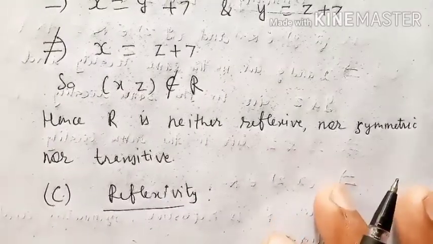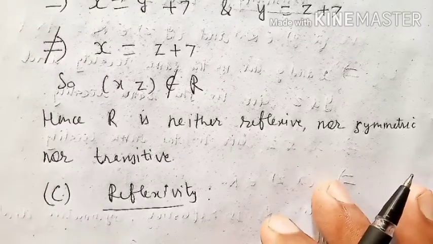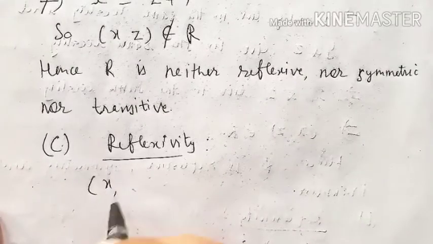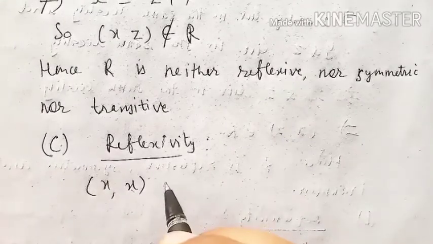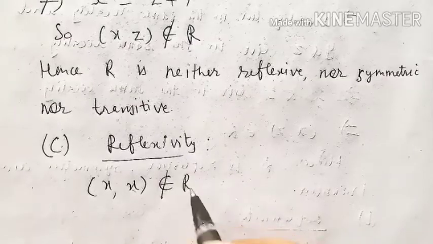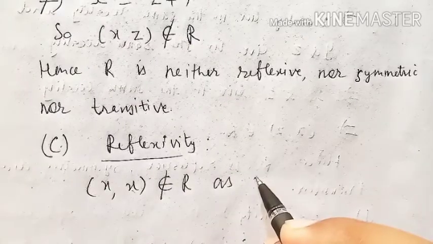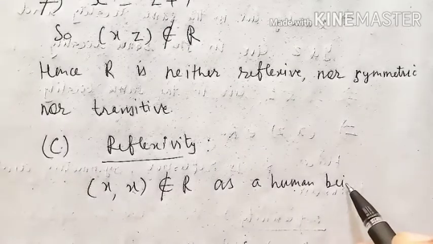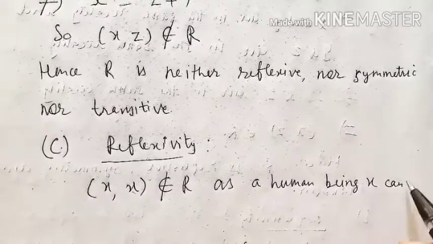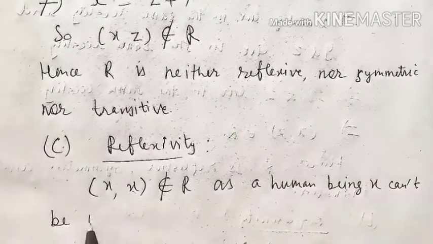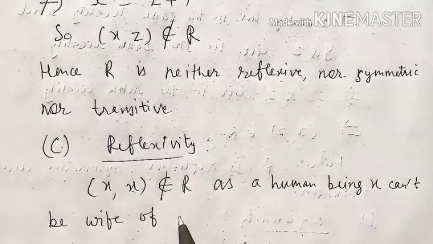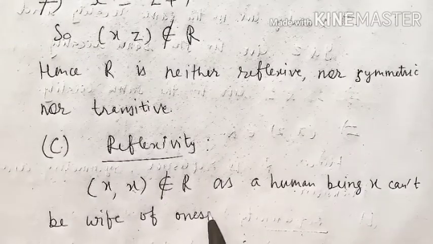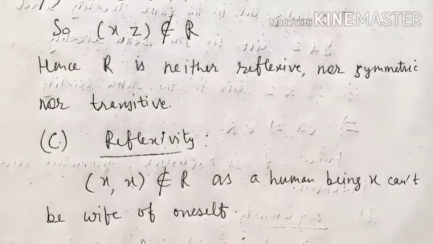Here the given relation is the set of all ordered pairs (X, Y) such that X is wife of Y. So for reflexivity, we can say that (X, X) cannot belong to R, as X is a human being and X can't be wife of oneself. So R is not reflexive.